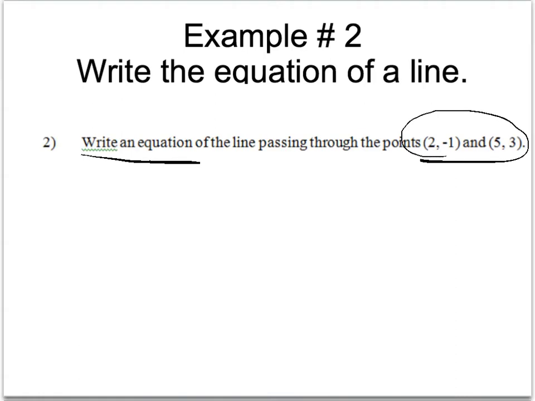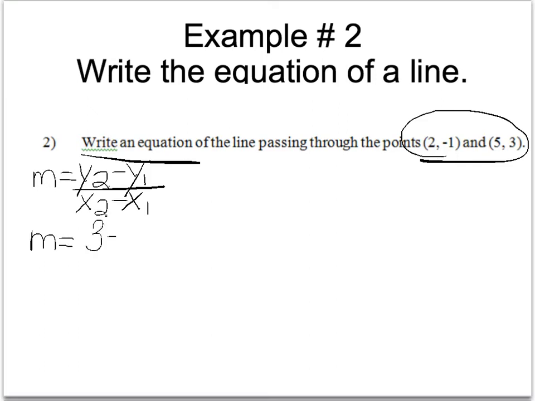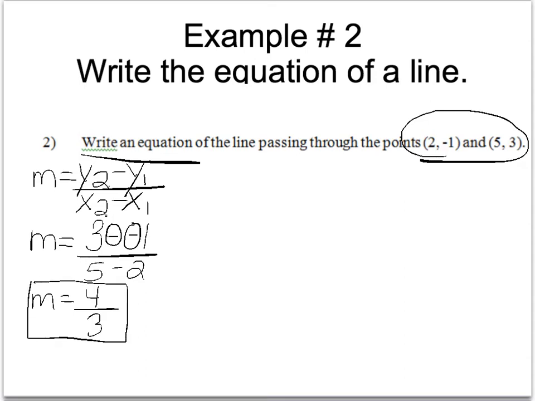First step, finding the slope. So m equals y2 minus y1 over x2 minus x1. And our y coordinates are 3 minus a negative 1. And our x coordinates are 5 minus 2. So m equals, well, 3 minus a negative 1, those two negatives are going to cancel each other out, and we're going to actually have 3 plus 1. And then we have 5 minus 2, which is a positive 3. So our slope, 4/3.